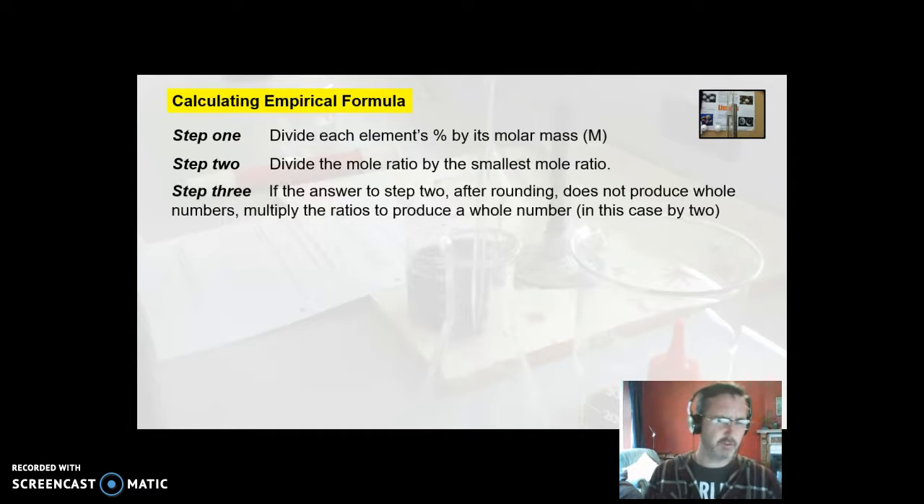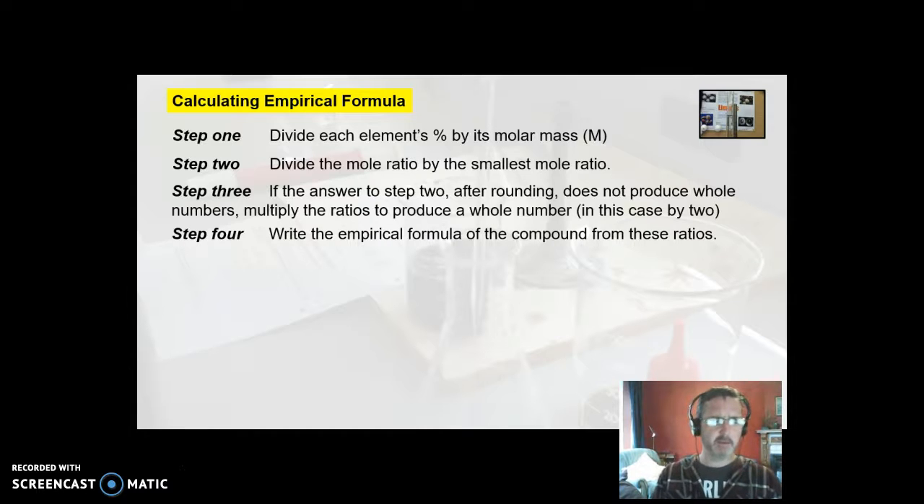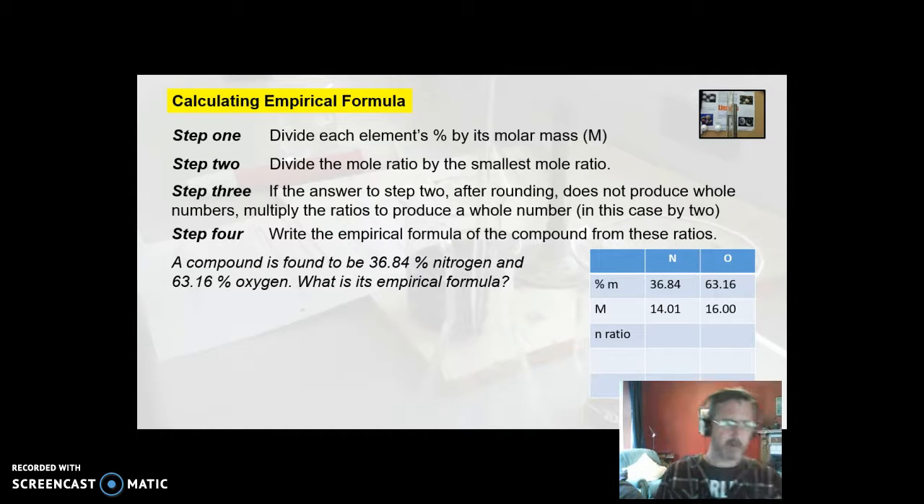So here are the 4 steps I'm going to do, and here's the question I'm going to answer. The first thing to note here is that they've given me some information about what the actual compound, or the molecule, is. They've said it contains a compound that has 36.84% nitrogen and 63.16% oxygen. So we want to know what the actual ratio is of the atoms in that molecule, and we can calculate that by finding the mole ratio.